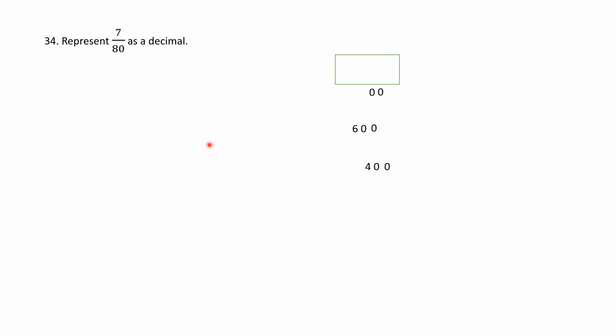So we have 7/80, and we want to represent that as a decimal. Now if we could get 100 in the denominator, we could just take the numerator and write it over 100 and read that as a decimal. But that's not going to be as easy to do as just remembering that a fraction bar means division. So this is just 7 divided by 80.